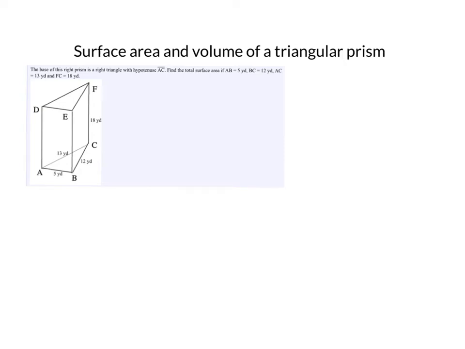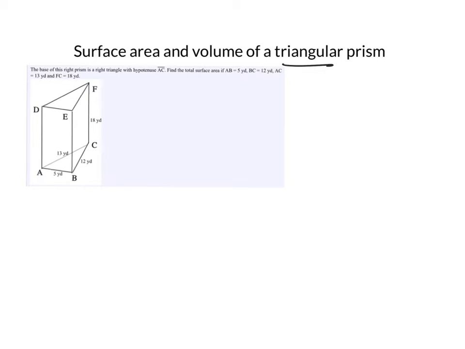Surface area and volume of a triangular prism. So the base of a triangular prism is a triangle, hence the triangle in the name. So if the base of a prism is a hexagon, we call it a hexagonal prism. If it's a pentagon, we call it a pentagonal prism. In this case, we got a triangular prism.